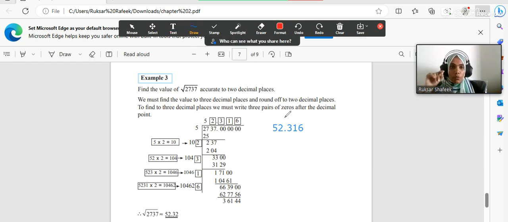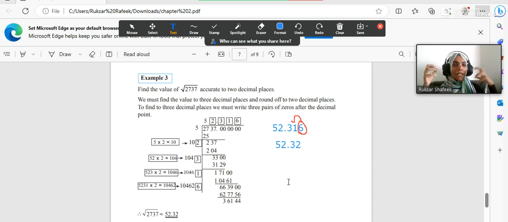So when you're rounding, what you need to do is look at the third decimal place. Third decimal place is 6. 5 or above, we round up. So it's 5 or above. So this increases by 1. So 1 plus 1 will make it 2. So your final answer would be 52.32. So that's going to be the whole, accurate to 2 decimal places.